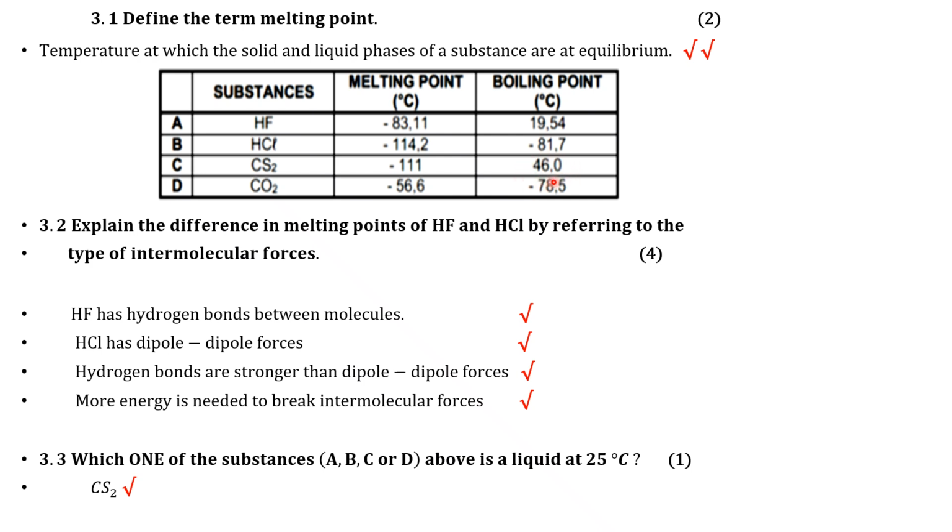It only boils at 46 degrees. All the others boil before 25 degrees, so they're all gases before 25 degrees except CS2. Does that make sense? So that one must reach 46 degrees before it becomes a gas. So at any temperature below 46, 25 being below that, it's still a liquid. The others are smaller than 25, so they're all gases. Right?